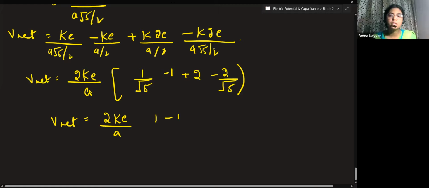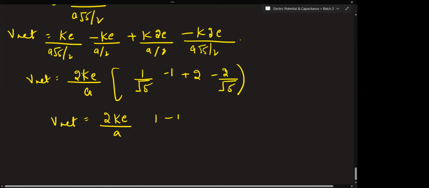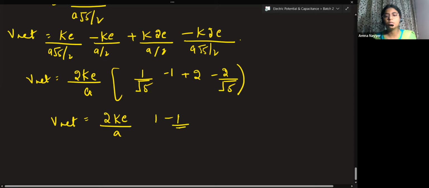From here, because 2 we have taken common, this will be 1 by root 5. We have just taken common. You can simplify the way you have to. It's just that you won't get a single answer because the charge value you have to put, so you will get it in terms of root only.